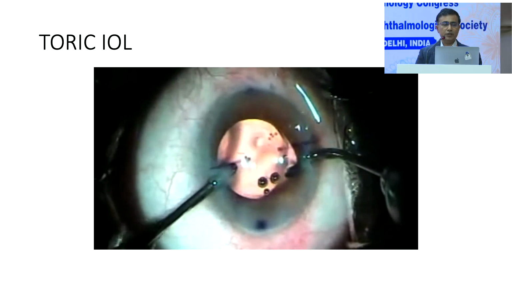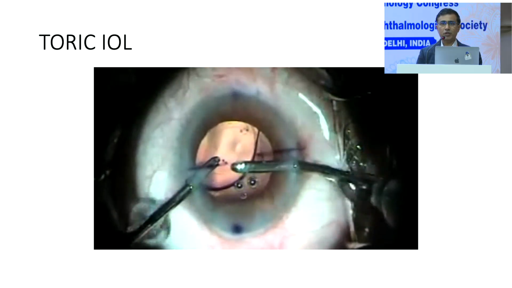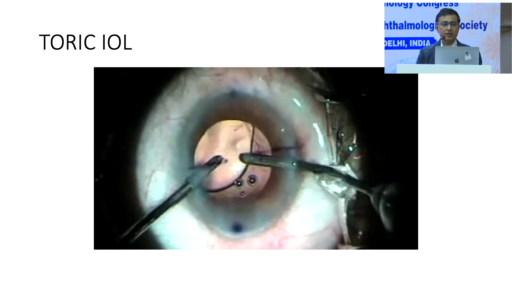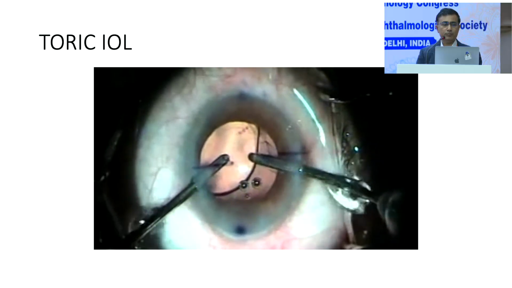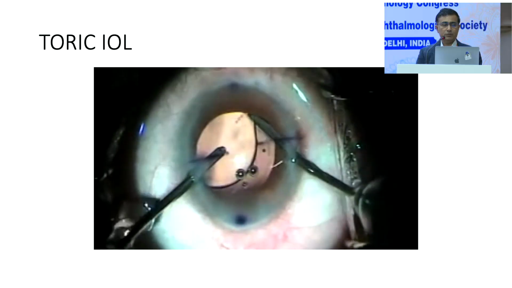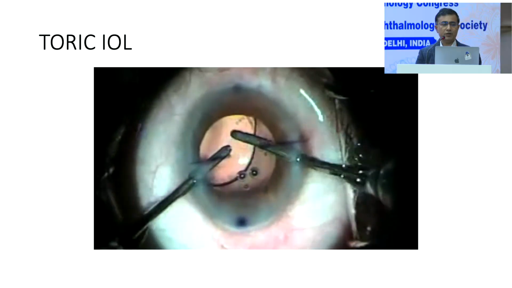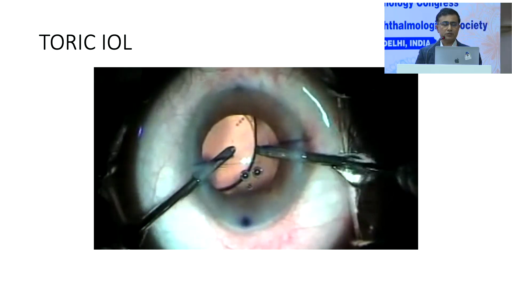This cleaning of viscoelastic from behind the IOL is important because it can cause rotation of the IOL post-operatively. So place the irrigating cannula above the IOL and, with the help of aspiration, you may not aspirate, just keep it behind the IOL and wash the viscoelastic. You can reverse the way you want.